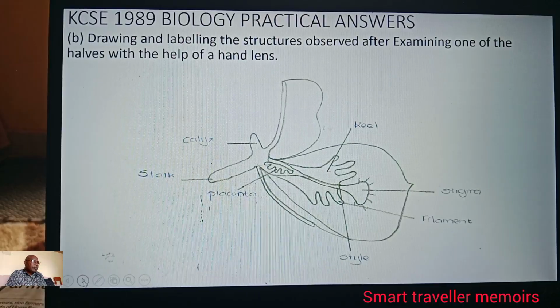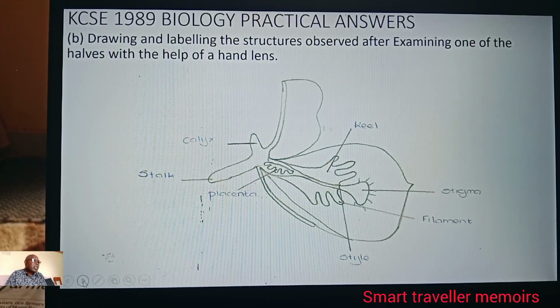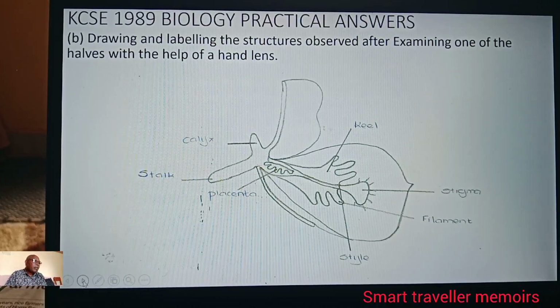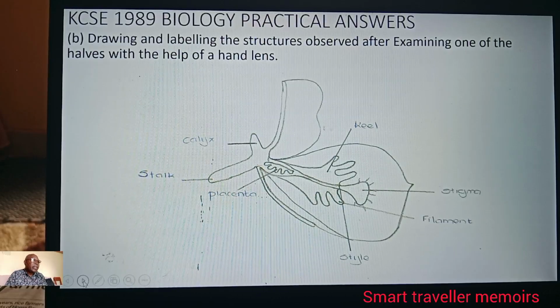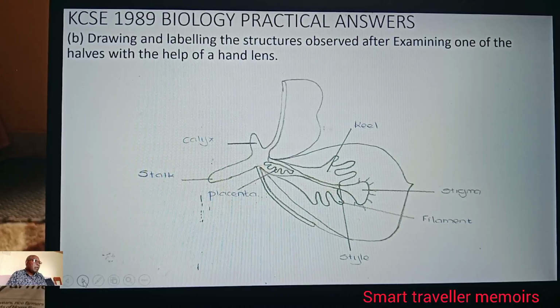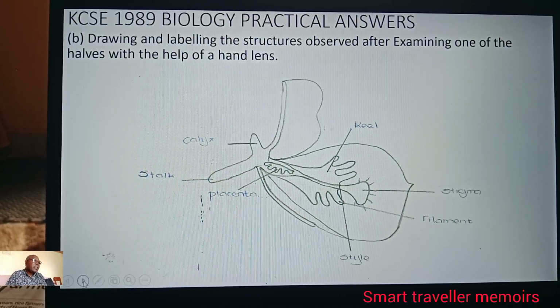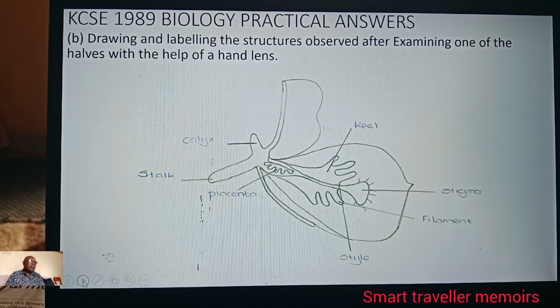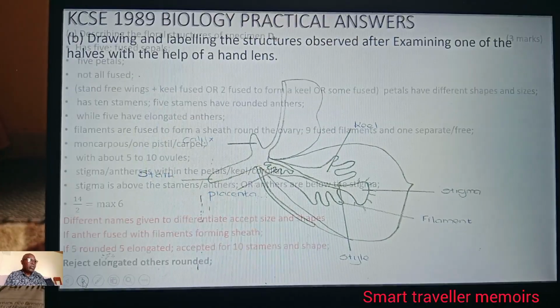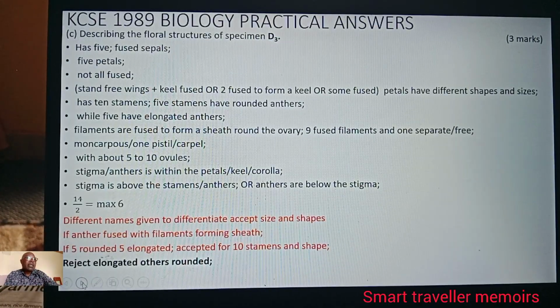So we expected, of course, some students to draw various types of diagrams like the one you see here, but you have the wings again, you have the keel, you have the stigma, you have the filament, you have the style, you have the placenta, you have the stalk, and you have the calyx. So this is another type of diagram here, which you could also have marked.